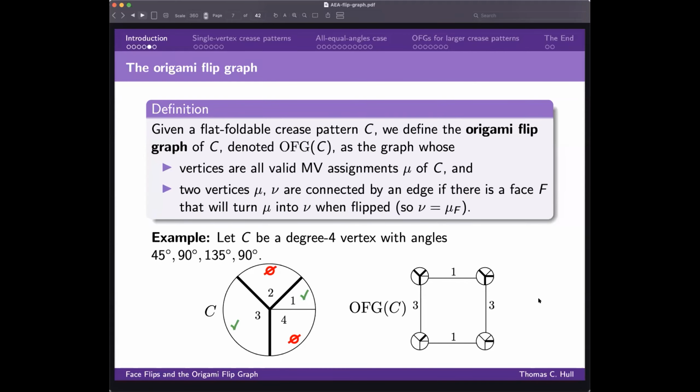And I like this. This is a nice way to visualize how the different mountain valley assignments that are valid, how they relate to one another with face flips. It gives us a nice picture, or even a configuration space if you want to use fancy words, but it gives us a nice picture, a nice way to visualize the mountain valley assignments.